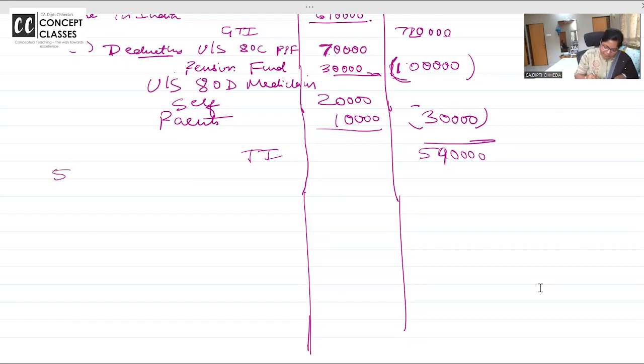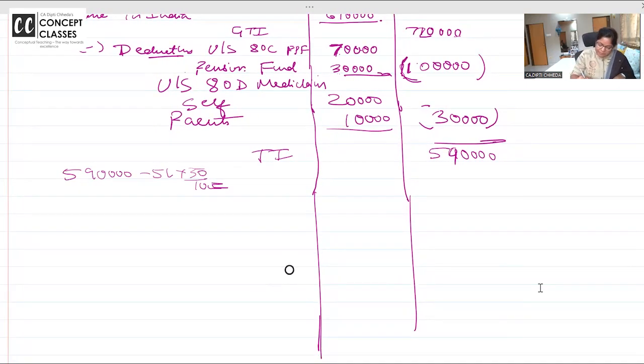Whatever comes from 590 minus 5 lakh, take 20% of it, plus 12,500. 30,500 is the tax.